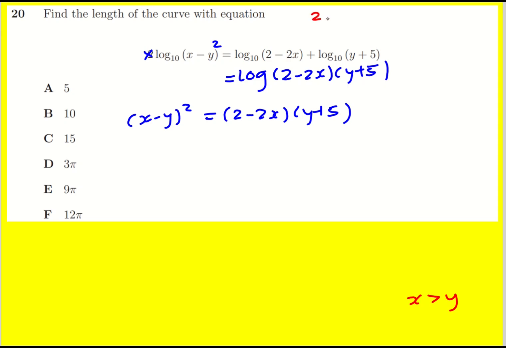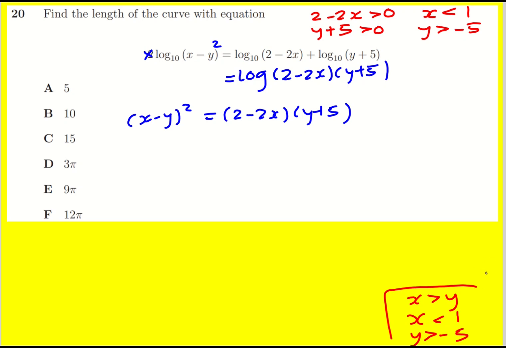I also need that 2 minus 2x is greater than 0, and that means x has to be less than 1. I'll just write that one down as well. And then y plus 5 has to be greater than 0, so y has to be greater than minus 5. So from now on, in all of the rest of this question, we have to have that this is true. So let's see if we can think about this curve in more detail.